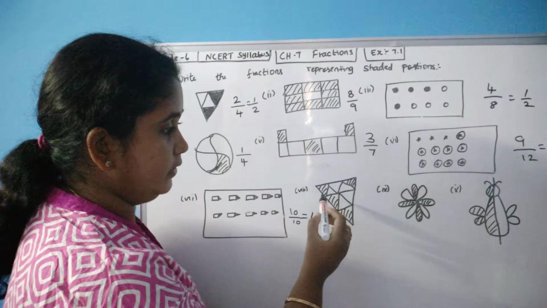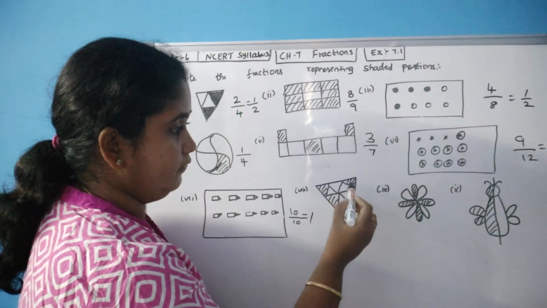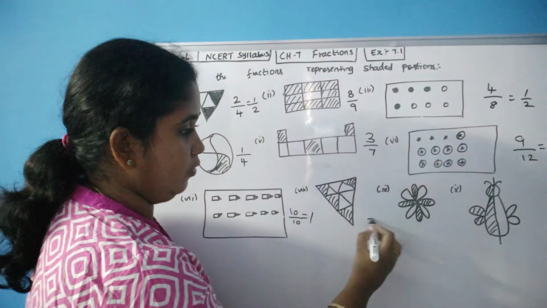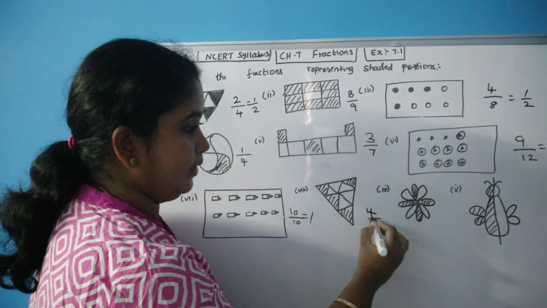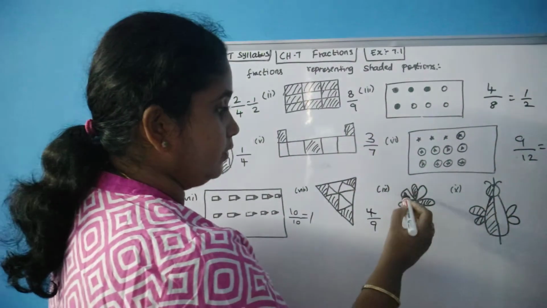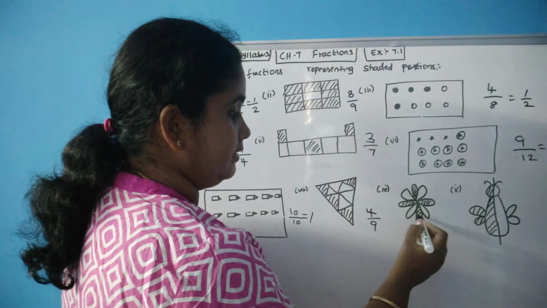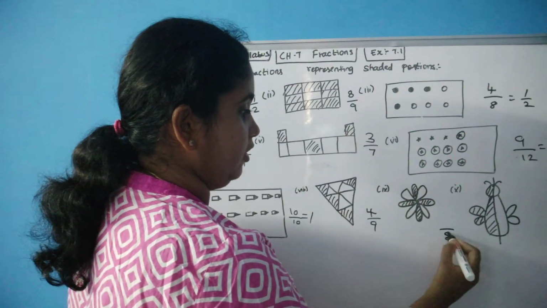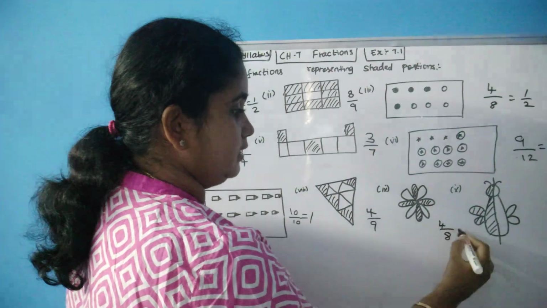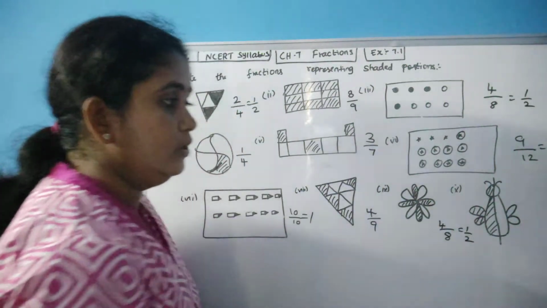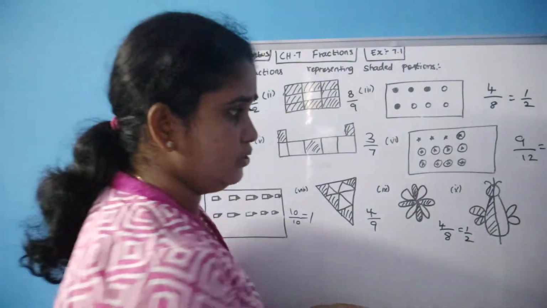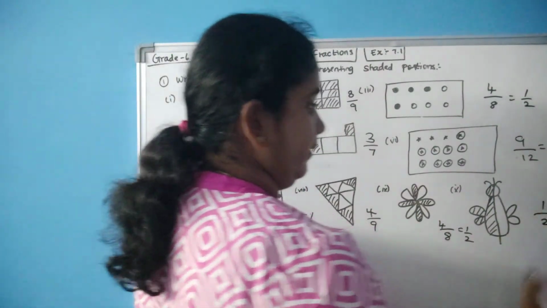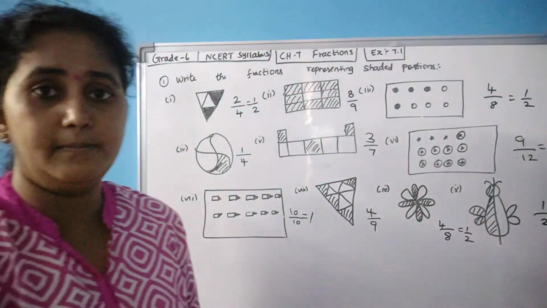Next one. 1, 2, 3, 4, 5, 6, 7, 8, 9. So out of 9 parts, how many parts are shaded? 1, 2, 3, 4. 4 parts are shaded. See here. 1, 2, 3, 4, 5, 6, 7, 8. Out of 8, how many parts are shaded? 4 parts are shaded. So again it is 1 by 2. See this diagram, this is a symmetrical diagram, right? So out of 2 parts, 1 part is shaded. So this sum is completed.